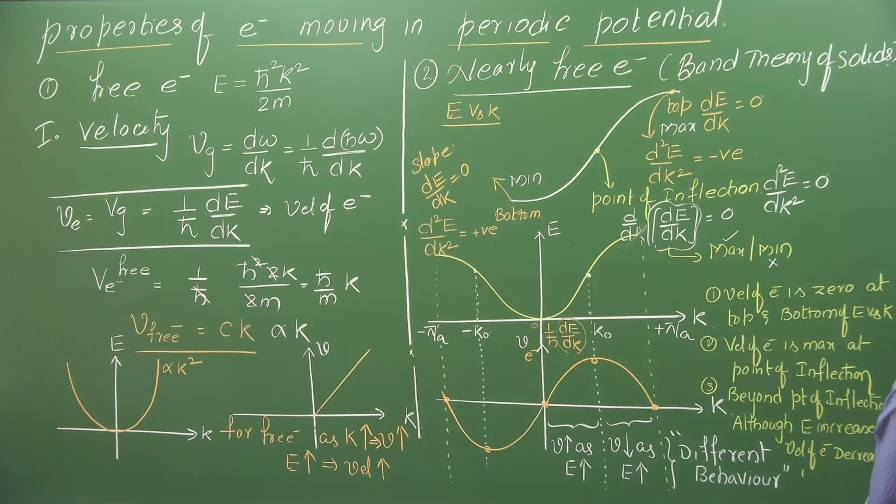Right, this is the first discussion, velocity. You will get a question, find the velocity of the electron, and they will give the dispersion relation energy, and you have to find the velocity. What is the velocity formula? 1 by h cross dE by dk. If you forget, velocity is always the group velocity, d omega by dk. Just convert omega into E, that is E by h cross. Next, second one.